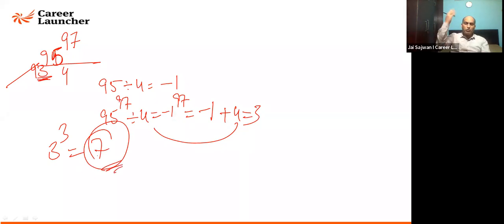Why should I write 3 to the power of 97? What should be the remainder? Don't you know that 3 can be written as a -1 when divided by 4? It's absolutely fine. -1 to the power of odd number is -1. -1 to the power of even number is +1. I believe it is clear to all of you. Ask me if there is a query here.